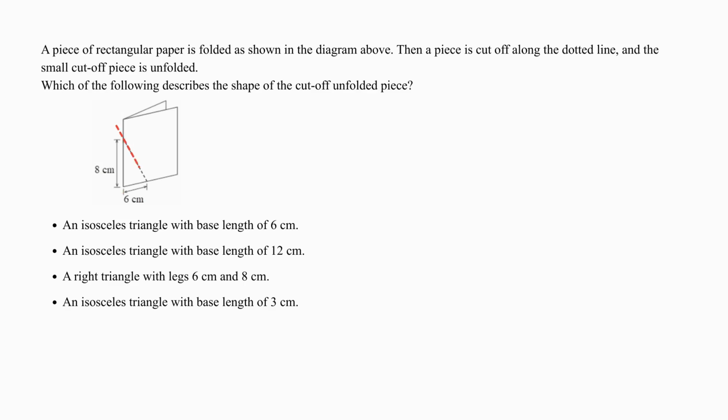Now look at that dotted line where the cut happens. It starts 8 centimeters up from the bottom corner on the fold line, and it ends 6 centimeters away from the fold line along the bottom edge. Before we unfold it, the piece we cut off is a simple right triangle with a height of 8 centimeters and a base of 6 centimeters.